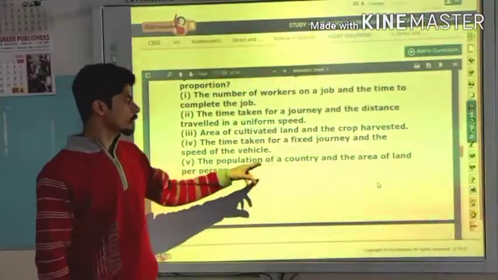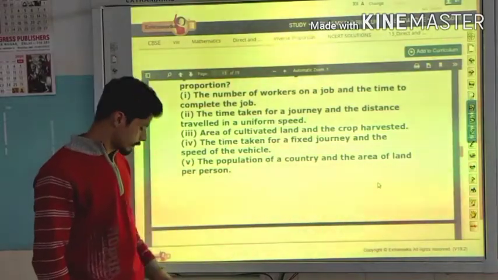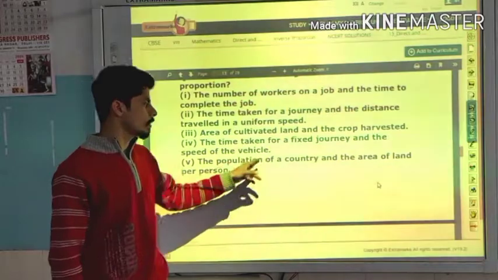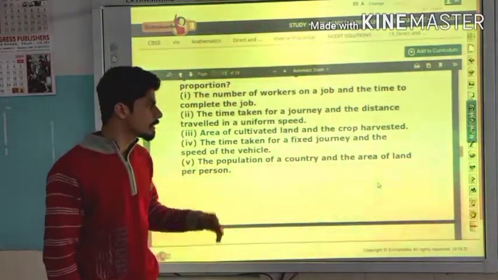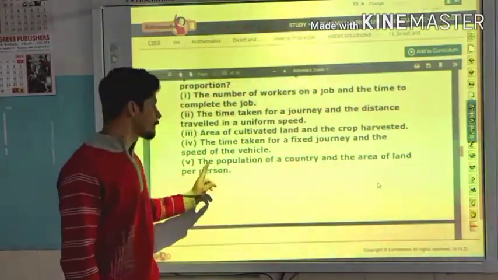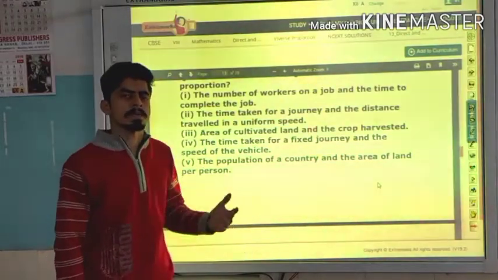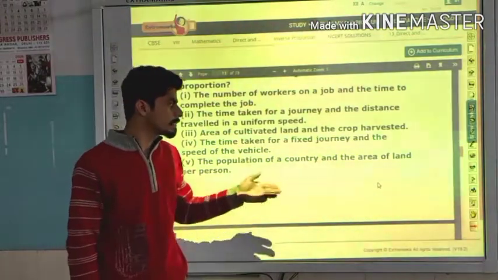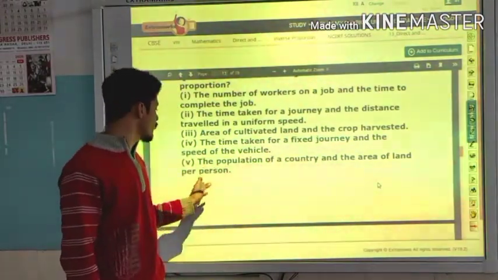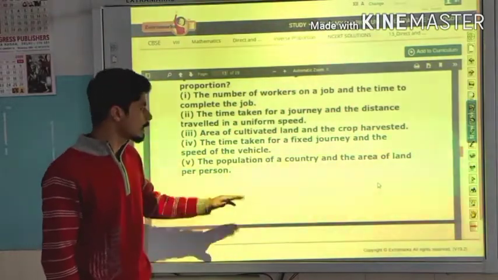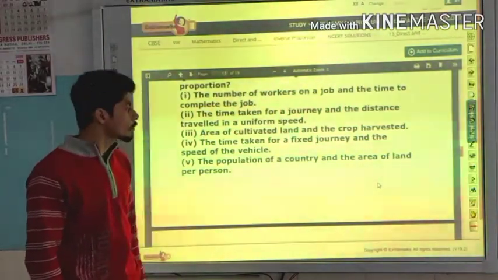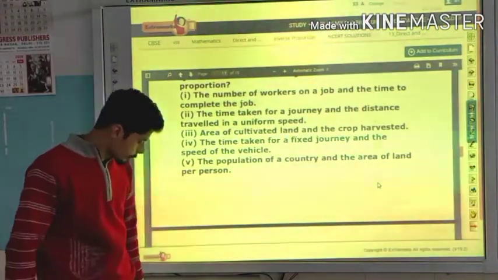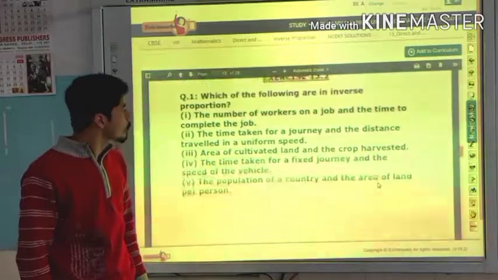Now next is the population of a country and the area of land per person. This situation is in inverse proportion, because if the population of the country is increasing or decreasing, then the area of land per person will also change as per the situation. When the population is increasing, the area of land per person will also be changing, and vice versa. So this is in indirect proportion, or inverse proportion, you can say. So this is the solution of question number one.